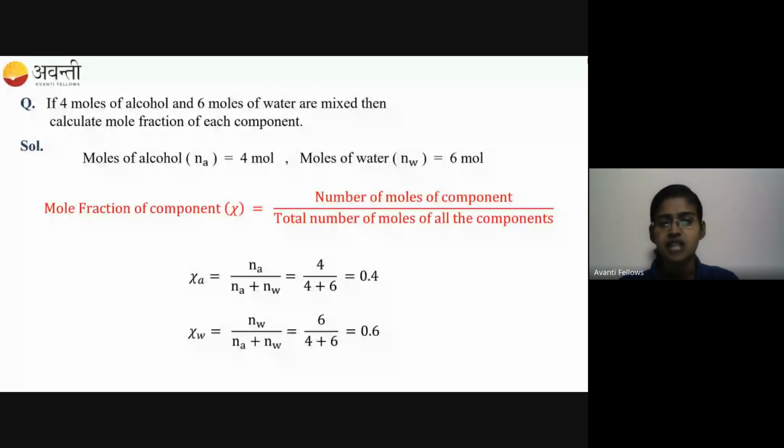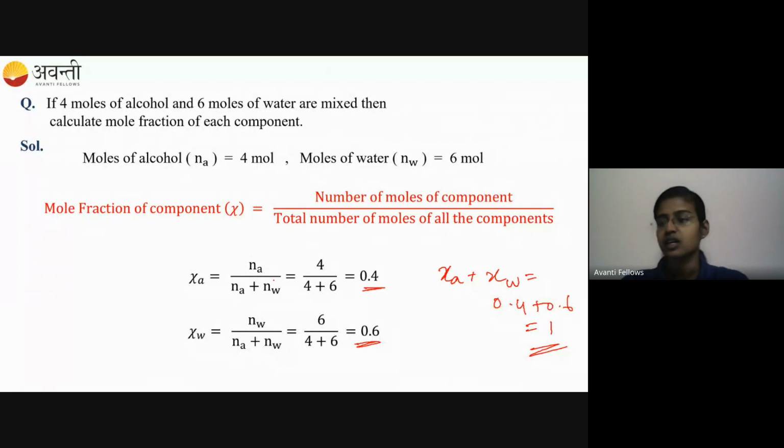Now if we sum up these two, the chi of alcohol and the chi of water, it is equal to 0.4 plus 0.6, which is equal to 1. If you are making any mistake, just cross-check with it. The sum should be equal to 1. If you're not getting 1, then you have some error in your calculation. Check accordingly and rectify that.